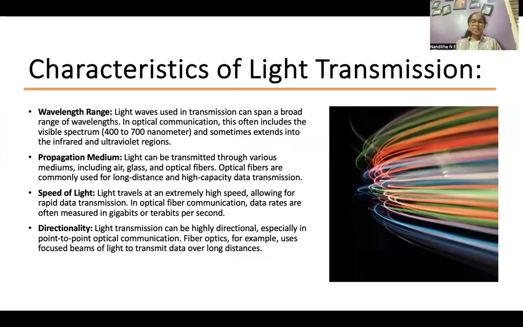Light transmission is widely used in telecommunication, data networking, and emerging technologies such as light fidelity. Characteristics of light transmission. Wavelength range. Light waves used in transmission can span a broad range of wavelengths. In optical communication, this often includes the visible spectrum, 400 to 700 nanometers, and sometimes extends into the infrared and ultraviolet regions.